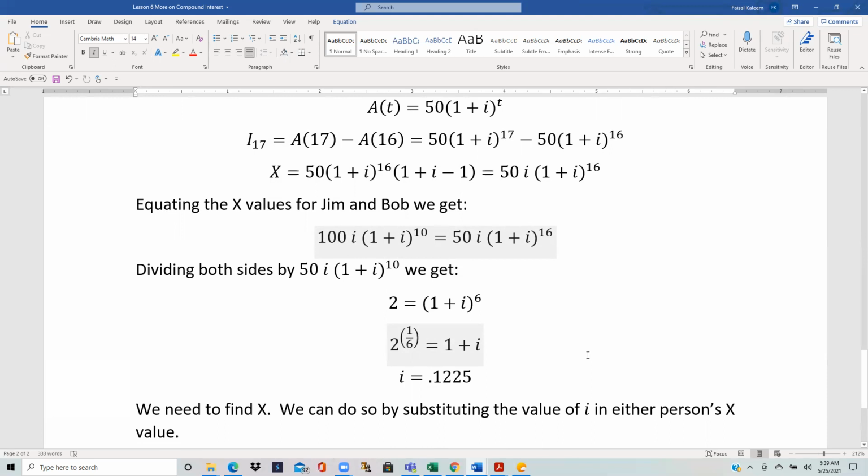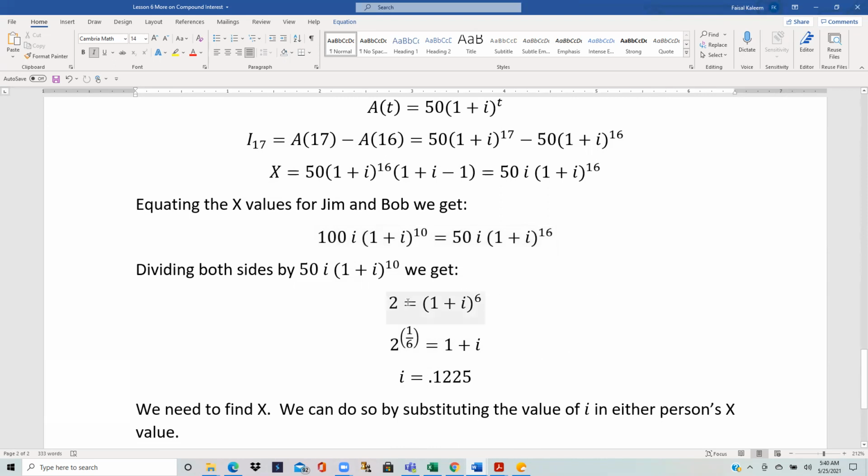Now you divide both sides by 50i times 1 plus i to the 10. Both 100 and 50 are divisible by 50, that's why we have the 50. Then we have the i because both sides have an i. And then we have the 1 plus i to the 10 because that's the lower power on the two sides for the 1 plus i.